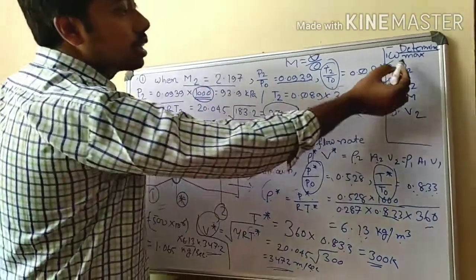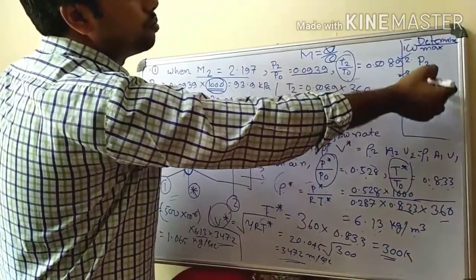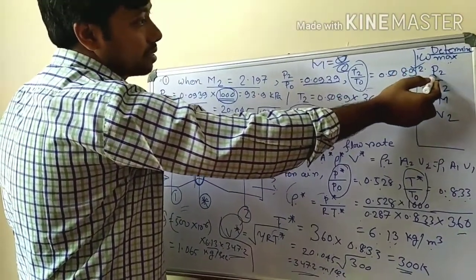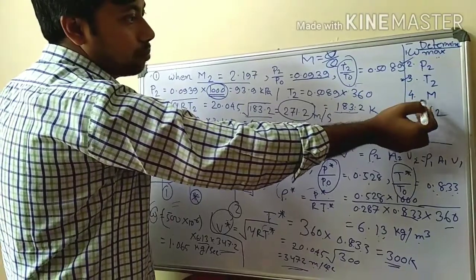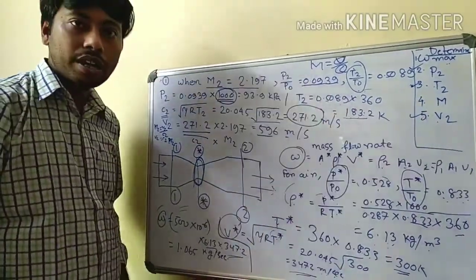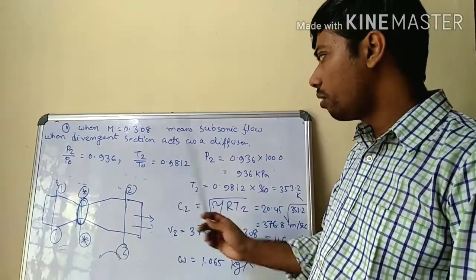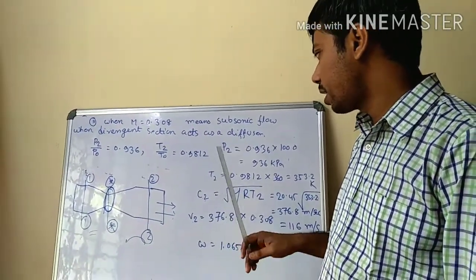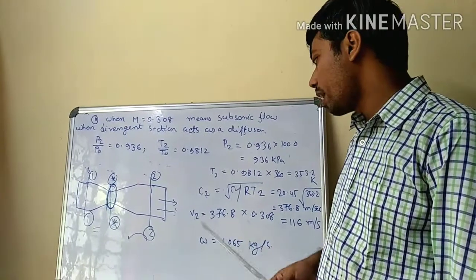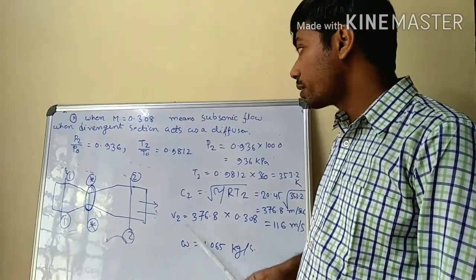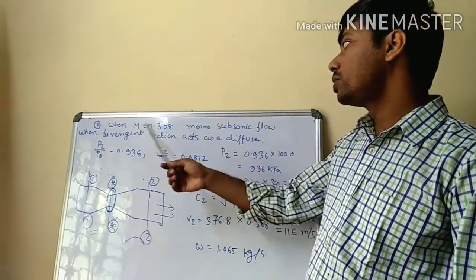So all these parameters are already calculated: maximum mass flow rate, exit pressure, exit temperature, Mach number, and the exit velocity. In the second part of the numerical, you have to calculate all these terms like pressure, temperature, velocity, and maximum mass flow rate, but when the Mach number is 0.308.